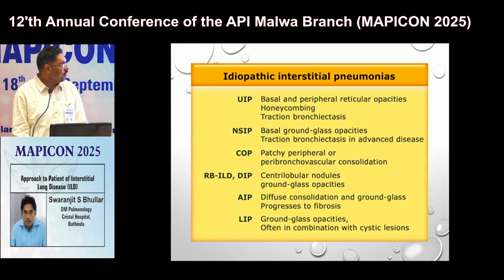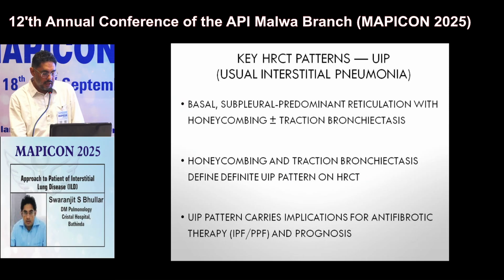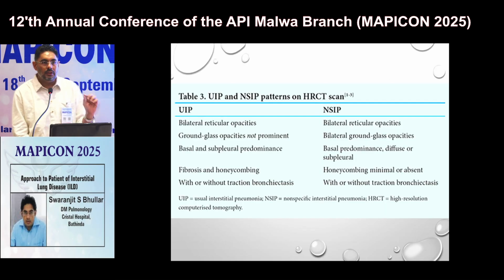Now coming to the various idiopathic interstitial pneumonias, we'll not go into too much detail. The most important being UIP and NSIP. You should know what UIP and NSIP are if you are going into any lecture on ILD. UIP is usual interstitial pneumonia, NSIP is non-specific interstitial pneumonia.